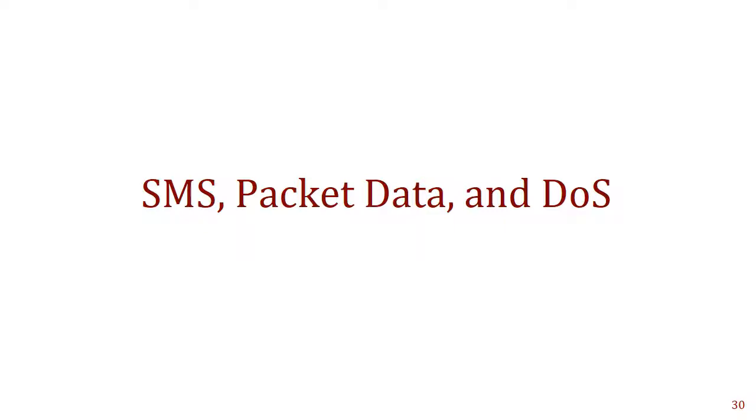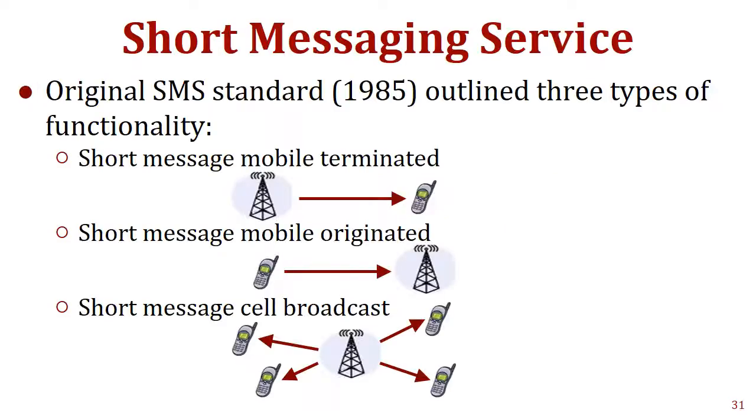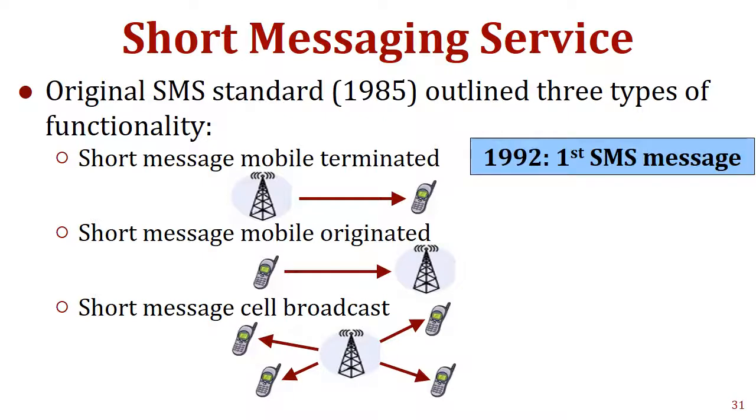First, before we jump into the attack details, let's talk about how short message really works. Short messaging services were invented in 1985 and outlined by 3 types of functionality: short message mobile terminated, short message mobile originated, and also short message cell broadcast.